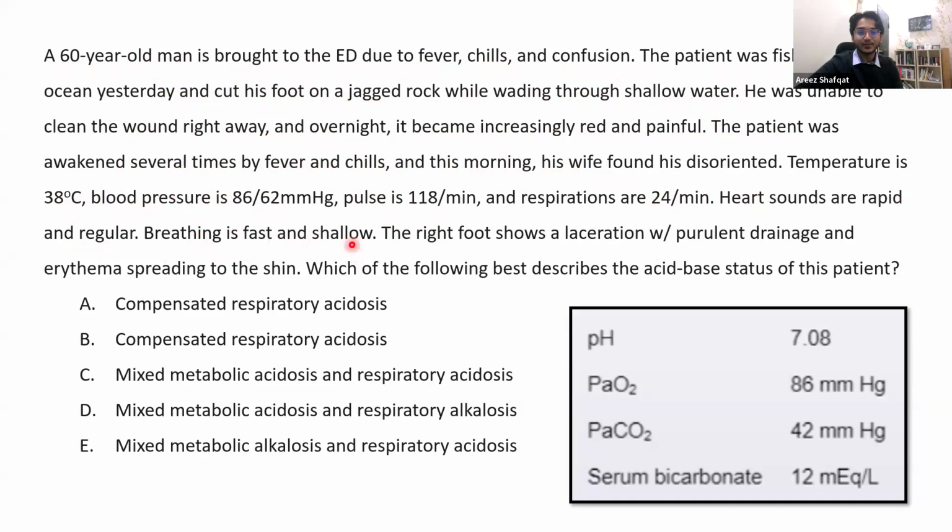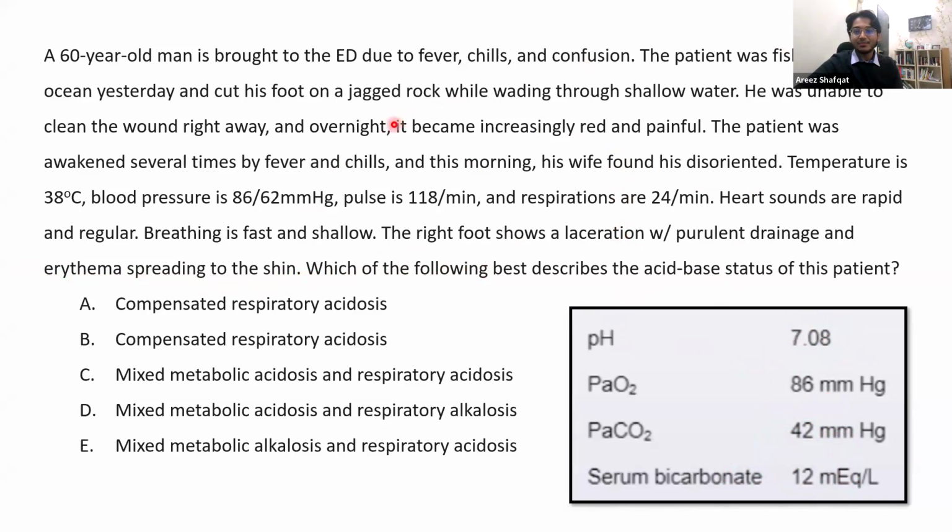Breathing is fast and shallow. The right foot shows a laceration with purulent discharge and erythema spreading to the shin. Which of the following best describes the acid-base status of this patient? The mixed metabolic acidosis and respiratory acidosis. Okay, so let's see. His pH is low. His PCO2 is high. His bicarbonate is low.